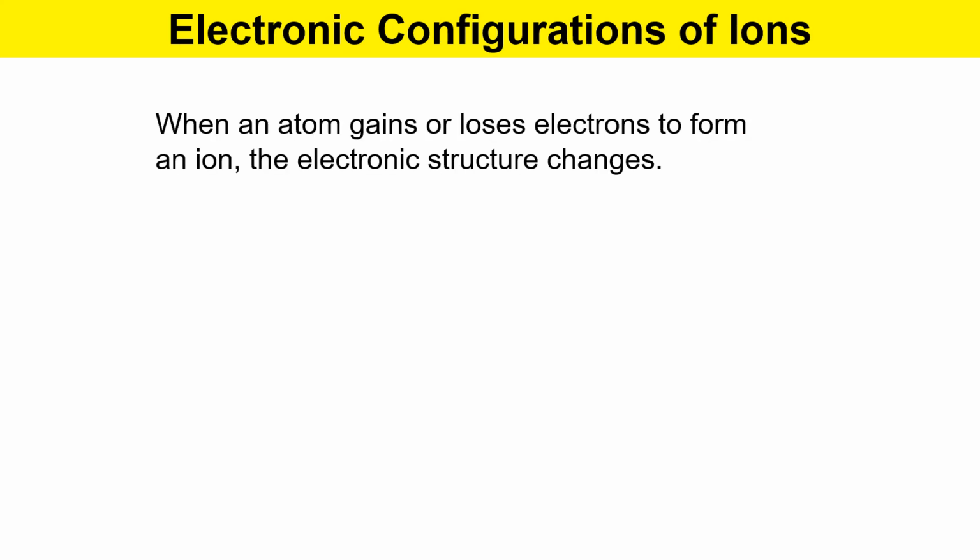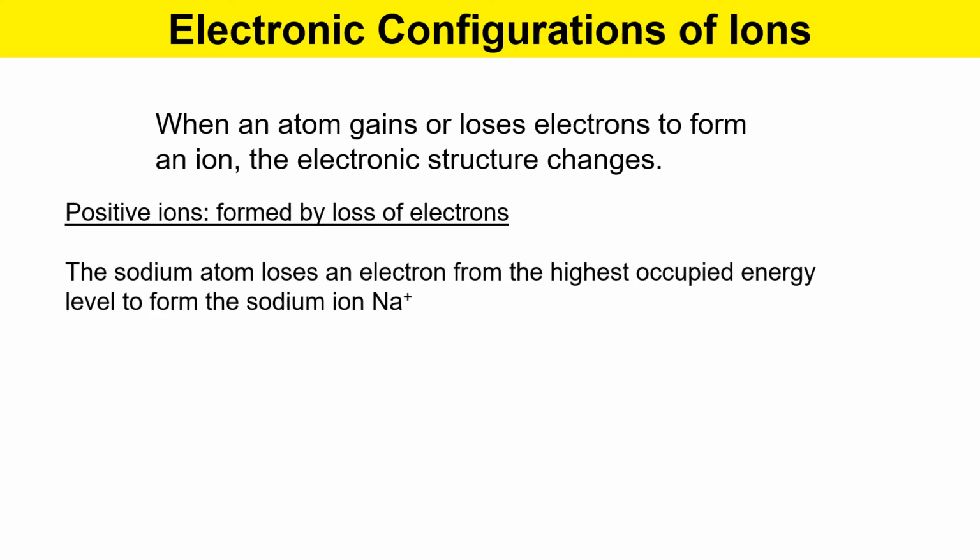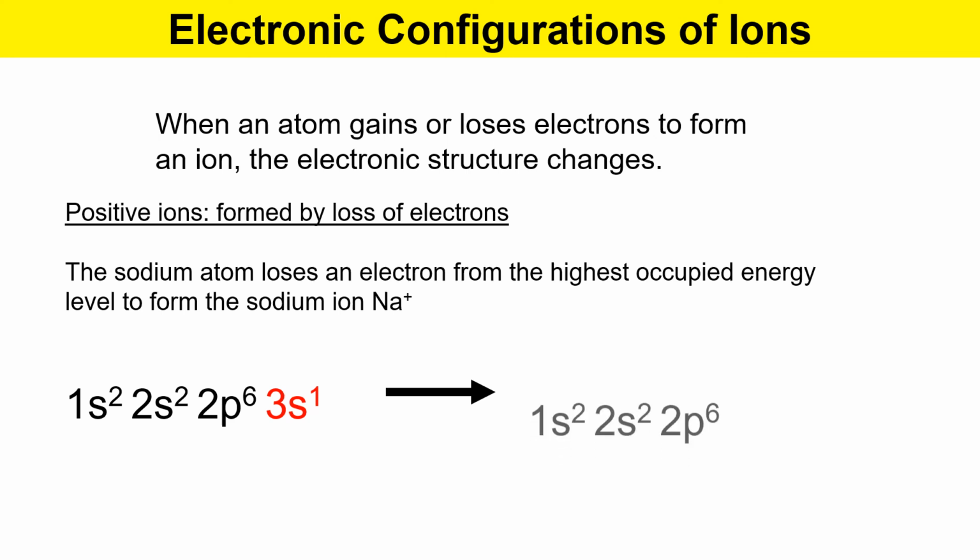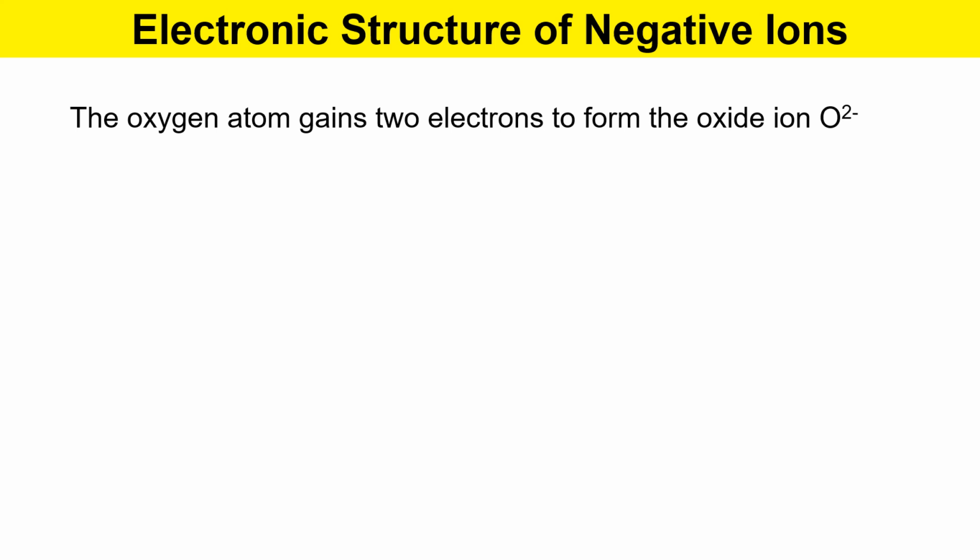We also have to look at electronic configurations of ions. When an atom gains or loses electrons to form an ion, the electronic structure changes. So for example, positive ions are formed by the loss of the electron. An example here would be a sodium atom, which we've already looked at, becoming a sodium ion. So it loses the 3s1 electron.